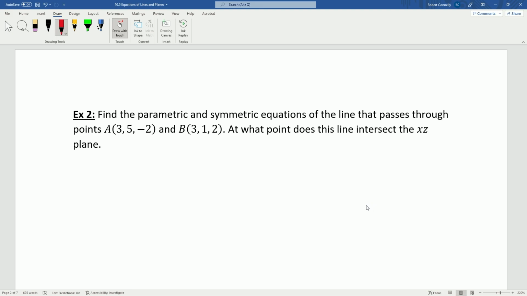Well, the first thing we're going to need is a vector, right? So we need a vector parallel to the line, and if we have these 2 points here, and we want a vector parallel to the line, well, then we can just take the vector AB. So what vector is generated between those points? And that's just going to be B minus A. So 3 minus 3 is 0. 1 minus 5 is negative 4. And 2 minus negative 2 is 4.